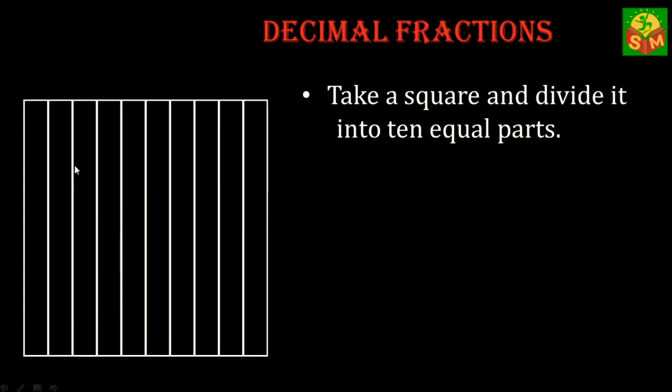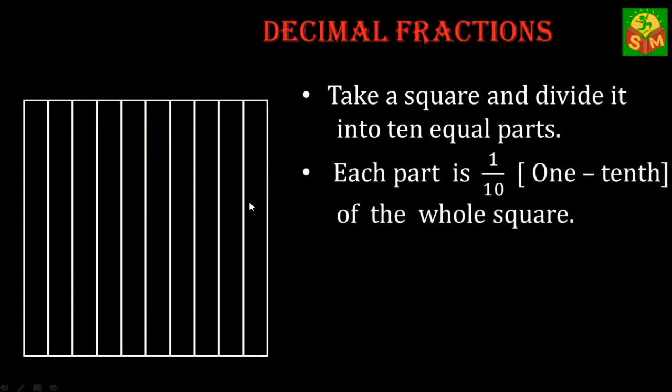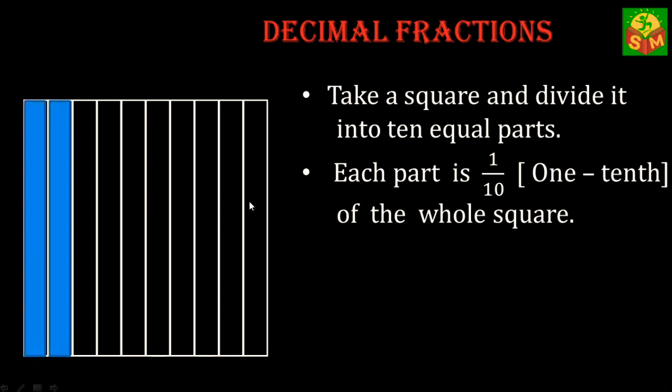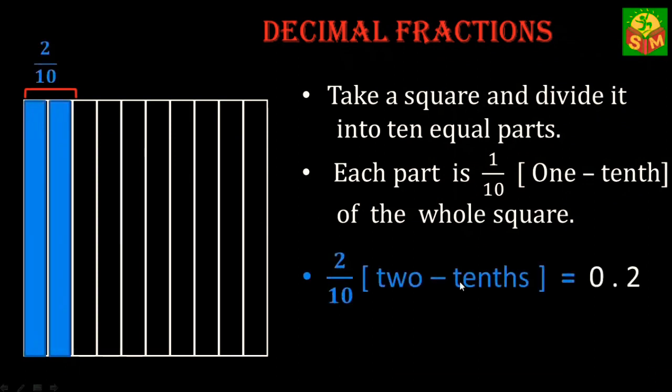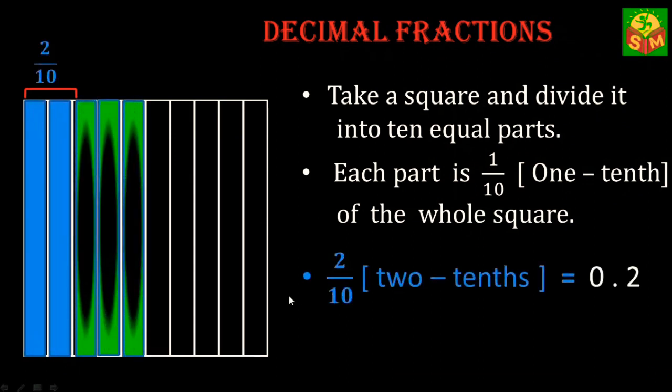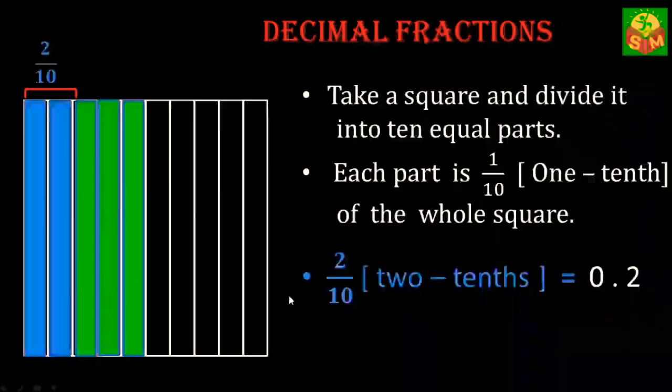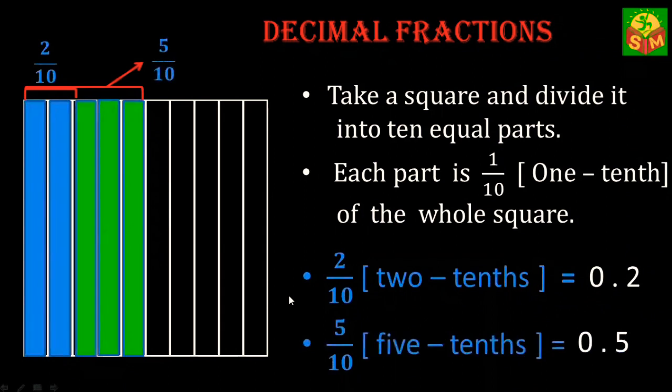Take a square and divide it into 10 equal parts. Here you can see one square is divided into 10 equal parts, which means each part is 1/10 of the whole square. Two parts show 2/10 and it can be written as 0.2. Five parts show 5/10. 5/10 is 5 over 10, that is 0.5.